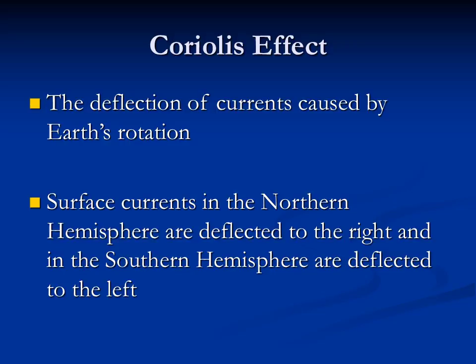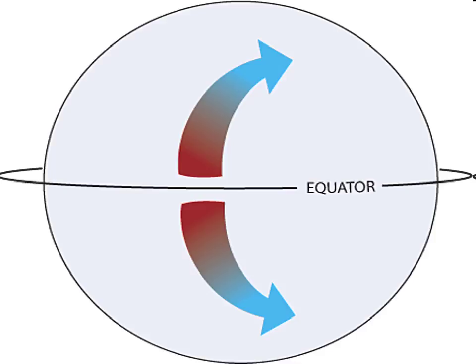Surface currents in the northern hemisphere are deflected to the right as a result of the fact that Earth is moving, and in the southern hemisphere, they're deflected to the left. We're going to do a cool simulation on this to help you really. So here's a simple visual. So if you're standing on the equator and looking north, they move to the right. And if you're looking south, they move to the left.